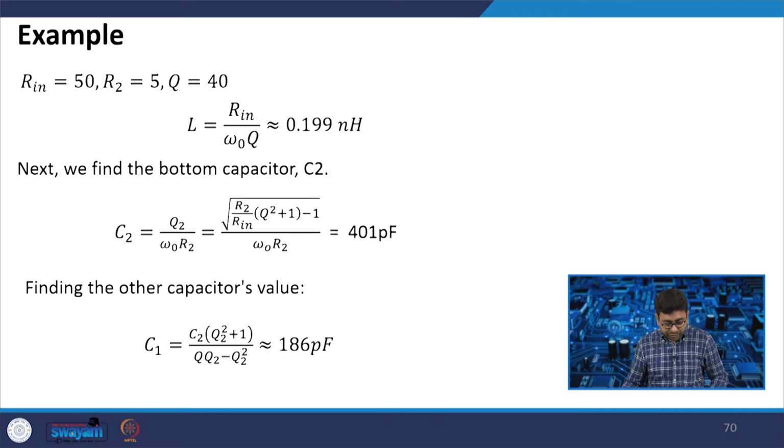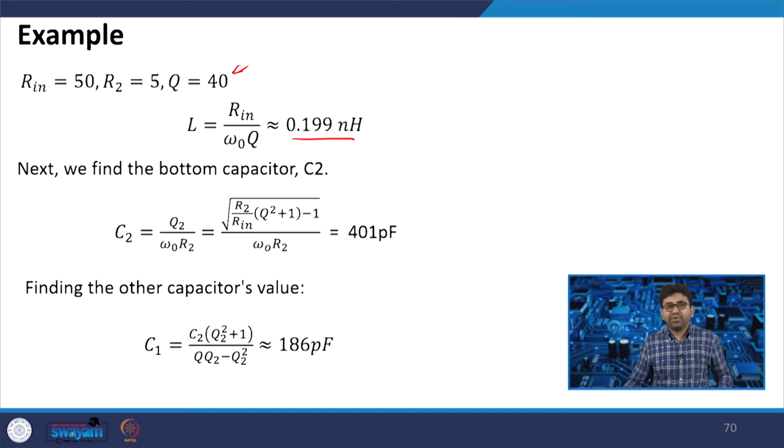So, if your R in is 50 ohm, as I told, we are converting the high impedance to the low impedance. So, R in is 50 and R2 is 5, and quality factor is 40 that we require for this tank circuit. So, we can directly find the value of inductor by using this formula R in by omega naught Q. So, that is 0.199 nano Henry.